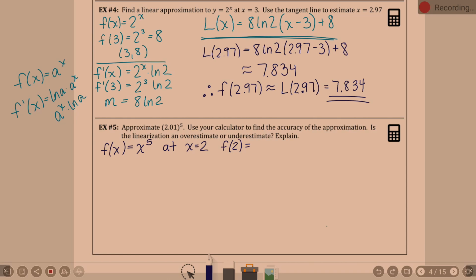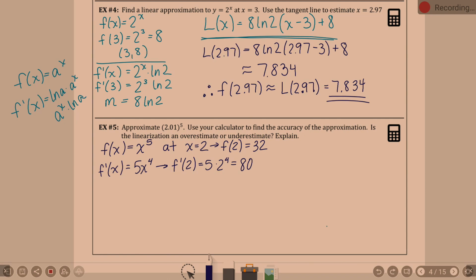Not one we know off the top of our heads. 2 to the 5th is 32. So there's going to be our point. Slope? Derivative is 5x to the 4th. And then we're going to need to know what f prime of 2 is, yes? F prime of 2 is 80. So we have a slope of 80, yes?